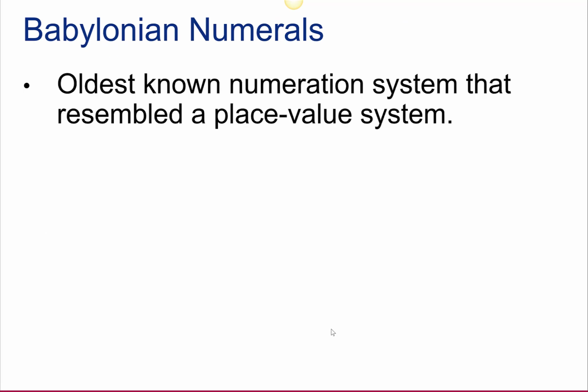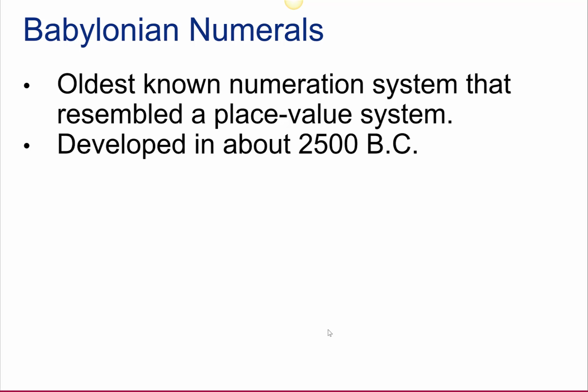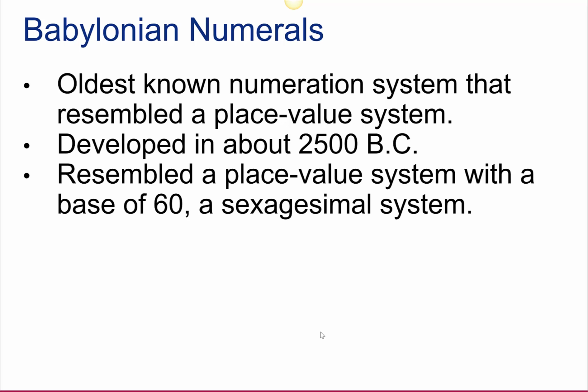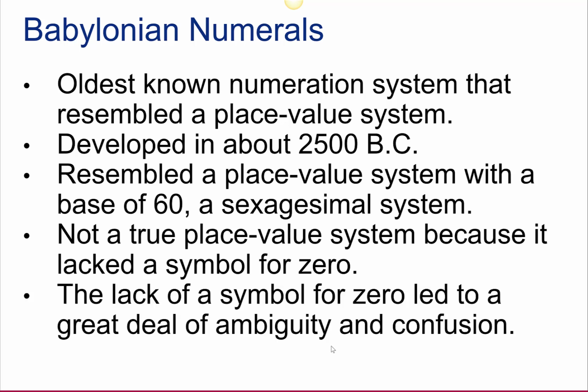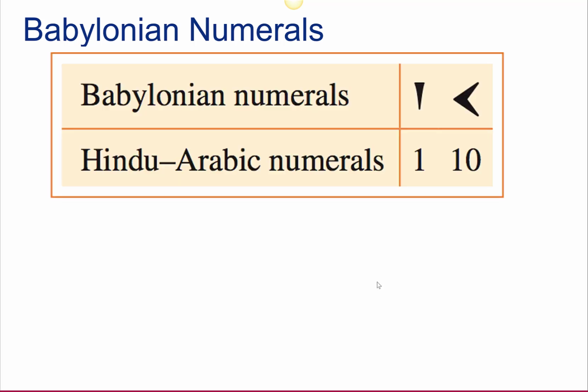The Babylonian numeration system is the oldest known system that resembled a place value system. It was developed about 2500 BC. It represented a place value system with a base of 60. It's called a sexagesimal system. But it's not a true place value system because it doesn't have a symbol for 0. And that led to some confusion and ambiguity in the representation of numbers in this system.